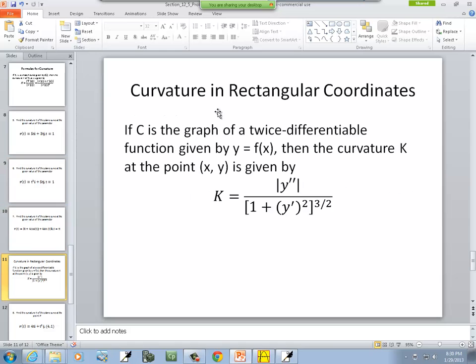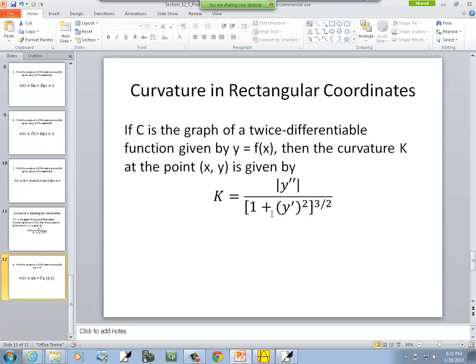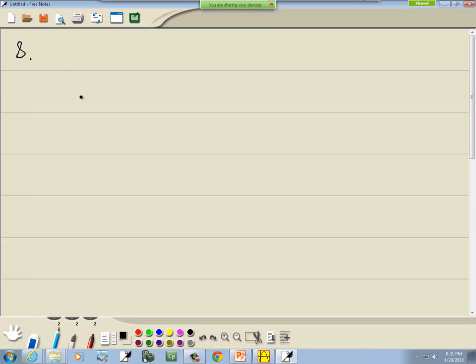Now this is how to find a curvature in rectangular coordinates. If C is the graph of a twice differentiable function given by y is equal to f of x, then the curvature k at the point x, y is given by this formula. Well, let's write down this and then I'll flip back to that.